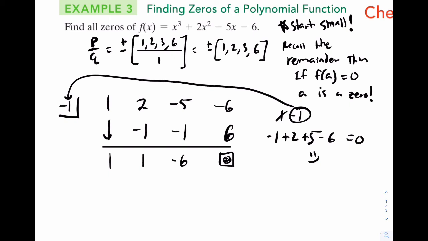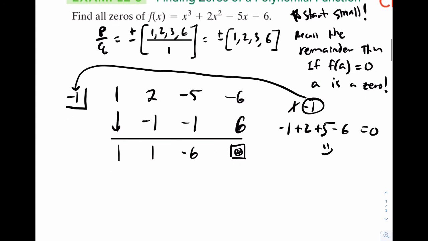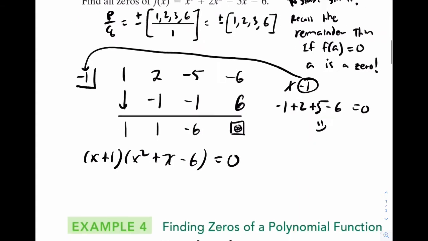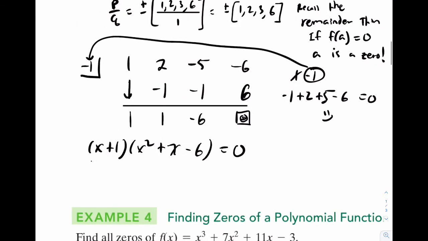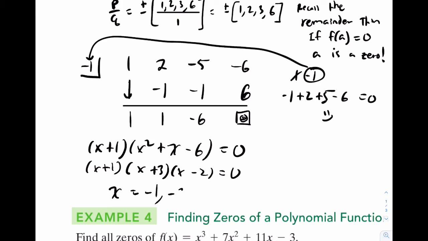Now we're going to contextualize the answer. What we just found is that x plus 1 is a factor, and that's because, again, -1 is a 0. Now that would mean x plus 1 times this thing, x squared plus x minus 6, has to equal 0, and now I can solve it. Let's factor that second piece, and we have our answers. X equals -1, -3, and 2.